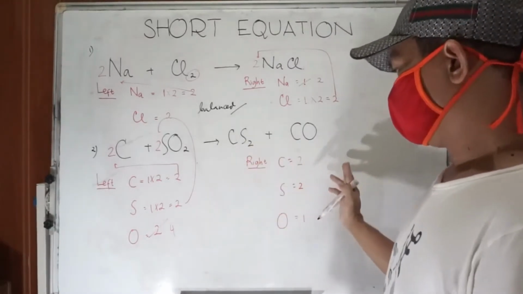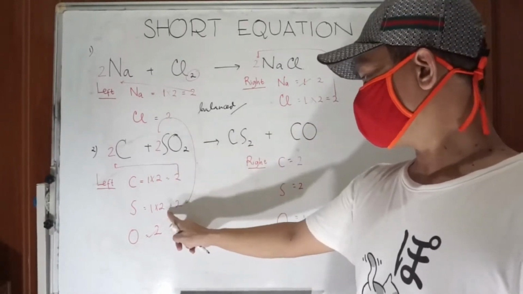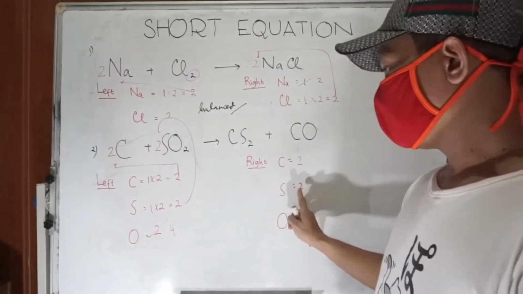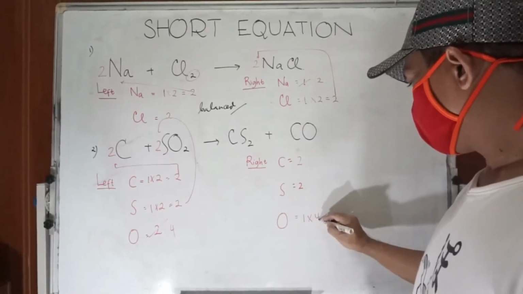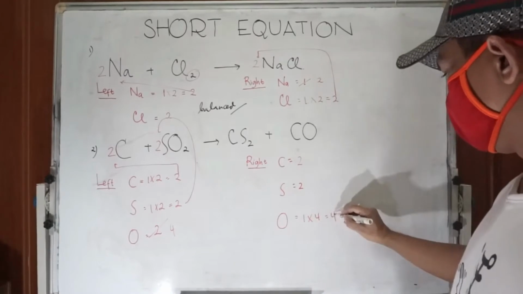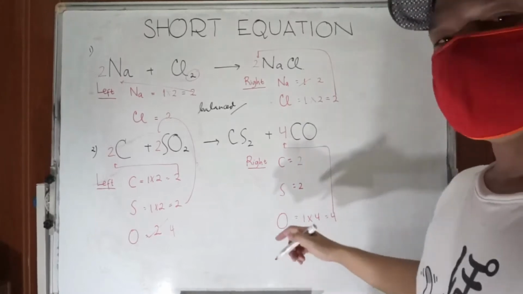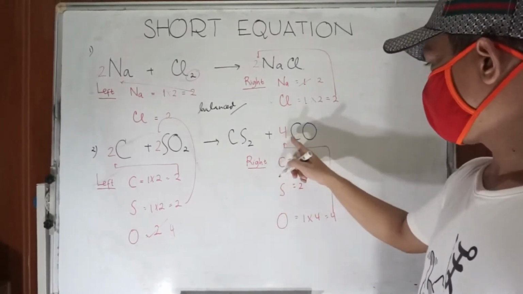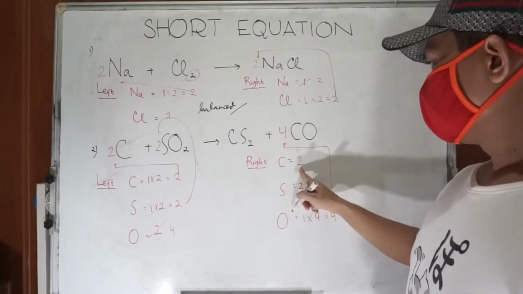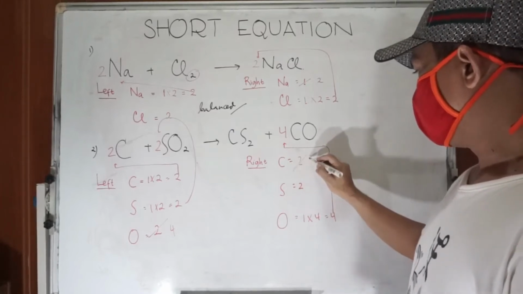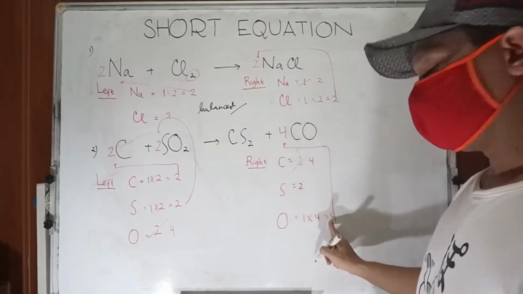Go to the right side again. Carbon 2. Carbon 2. Balance. S left 2. Right 2. Balance. Oxygen. Left 4. Right 1. So to make it balance, you have to times by 4. Equal 4. Right? So we put here 4. Okay, so the new composition is carbon is 4 times 1, but here is 2, right? So now carbon is 4. Oxygen, 4 times 1, already 4.